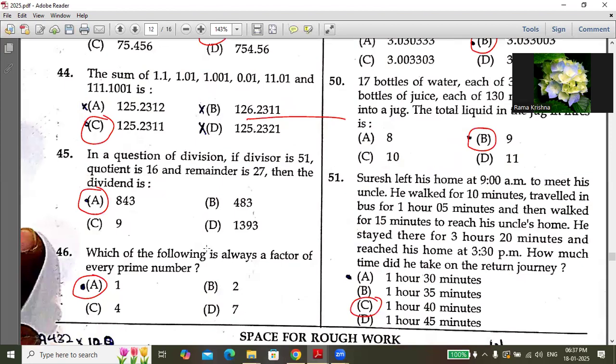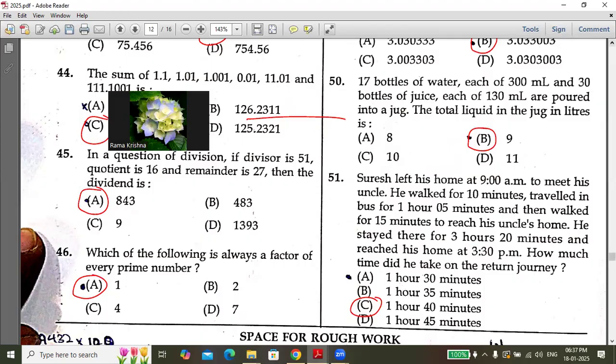Which of the following is always a factor of every prime number? 1 is a factor of every number. So obviously it is a factor of a prime number also. Next question.